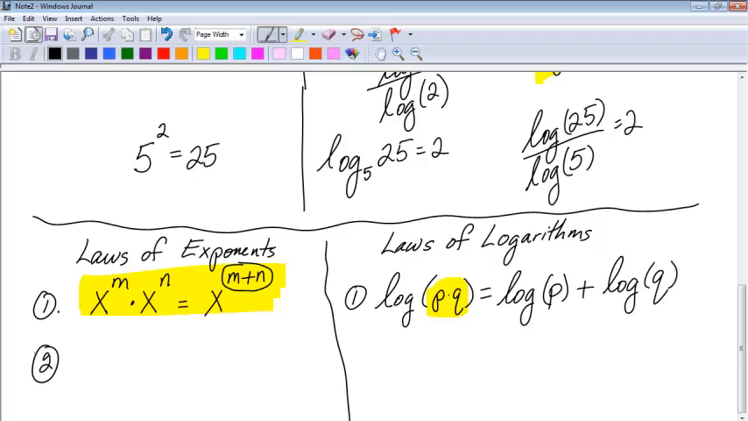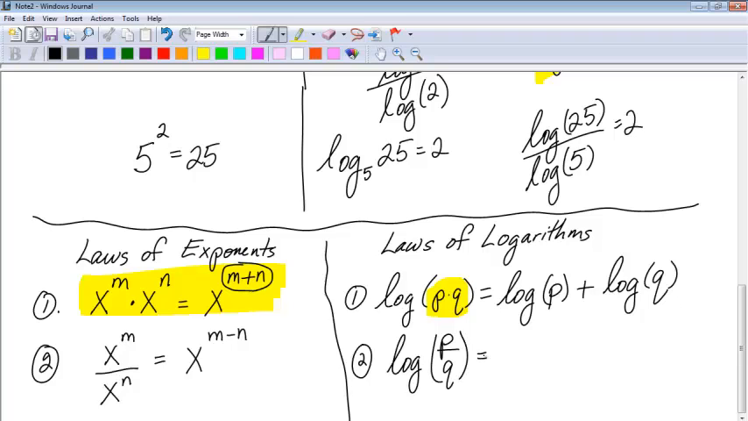Second law of exponents. If you divide monomials, x to the m divided by x to the n, and the bases are the same, what do you do with the exponents? Subtract them. So it would be x to the m minus n. And you may end up with a positive exponent or a negative exponent depending on their size. So if we take the log of p divided by q, if we divide the numbers, what do you guess we do with the logarithms? Subtract them. So it would be the log of p minus the log of q.